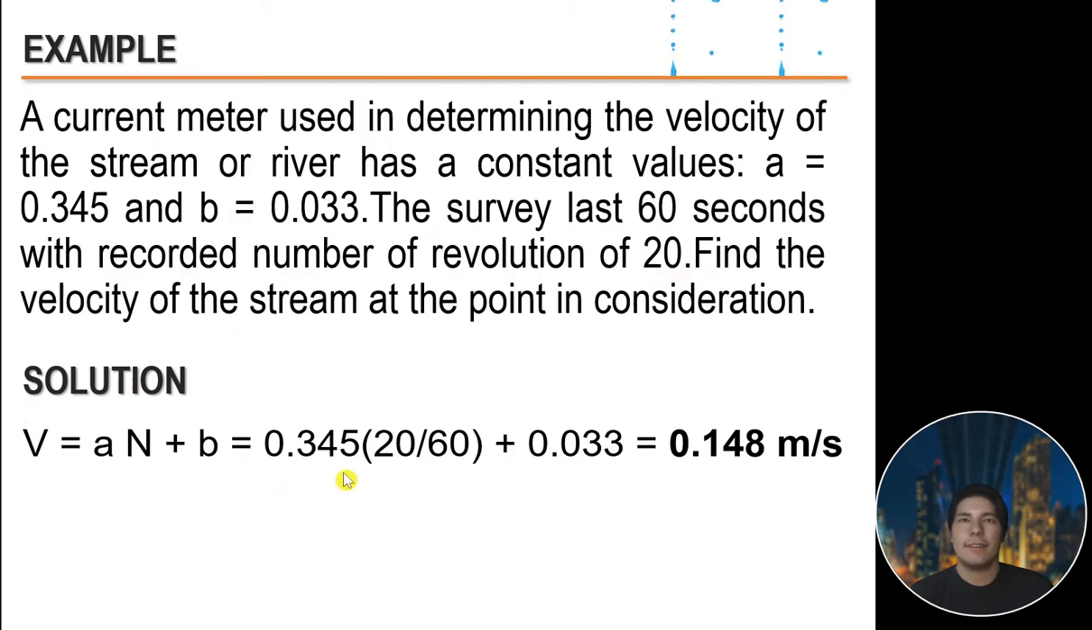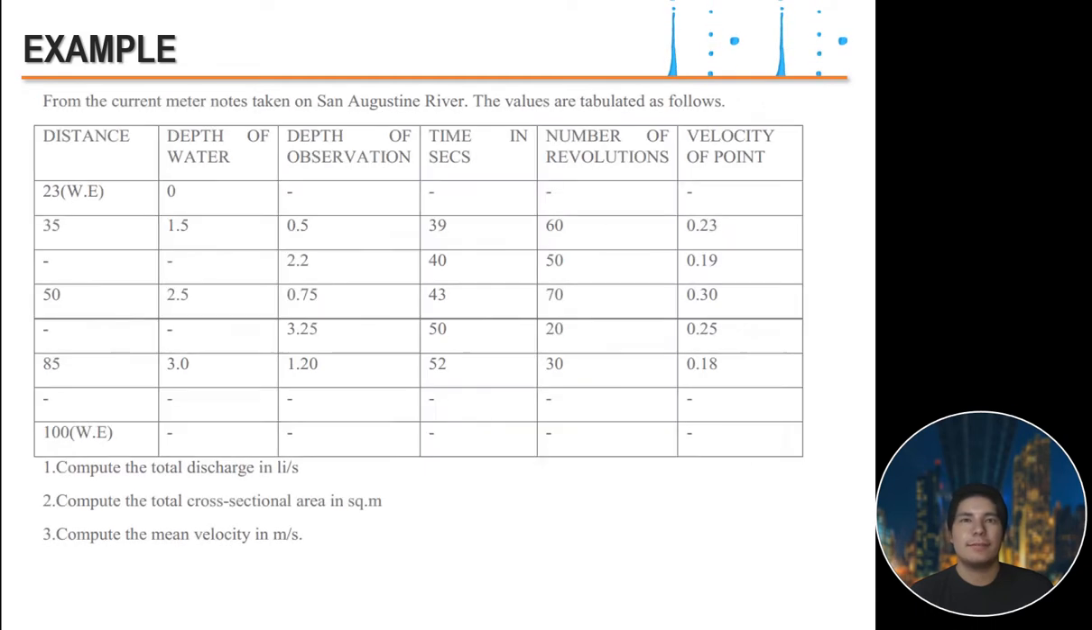So we just use this formula. Given A, which is 0.345, given the number of revolutions for 60 seconds, we have 20 over 60. And then we have the value of B, which is 0.033. So therefore the velocity of the stream at that point in consideration is 0.148 meter per second.